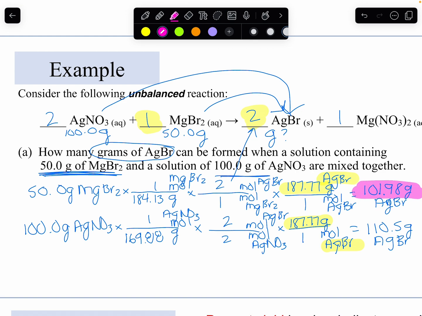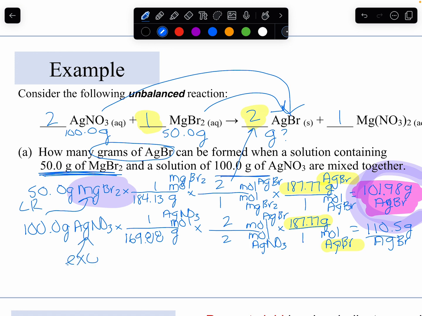So the first thing I need to do is see which one is less. This answer is smaller than this one, okay? So because the 101.98 is smaller, this is my answer right here. And this is my limiting reactant. So immediately I go right over and I write LR. Now the one that produced a higher amount is then considered my excess reactant. That means there was extra. There's literally going to be extra laying at the bottom of the beaker.